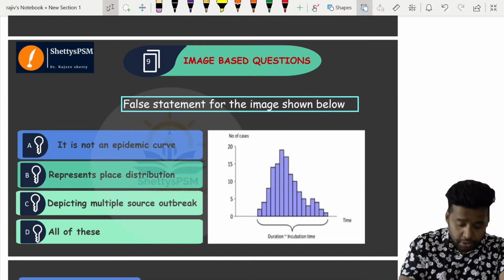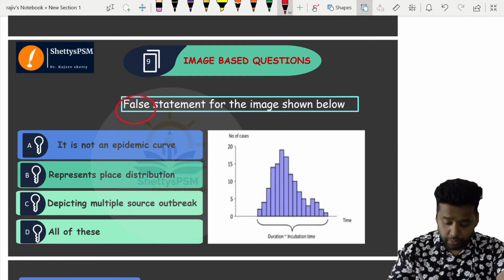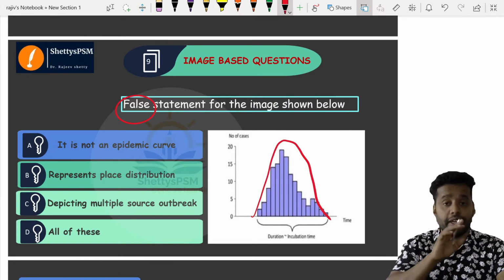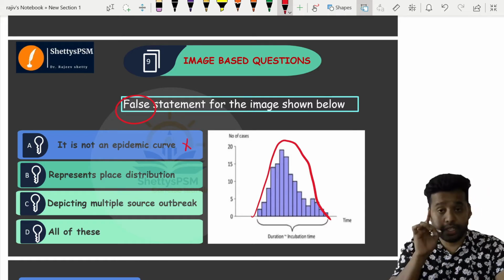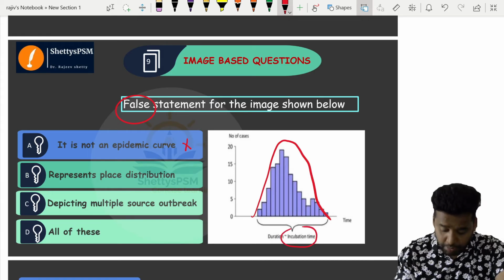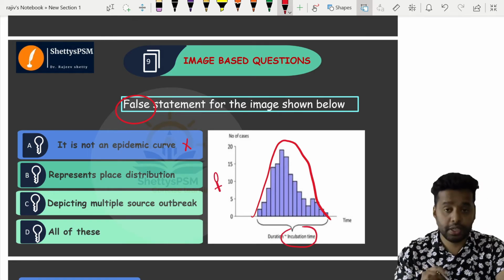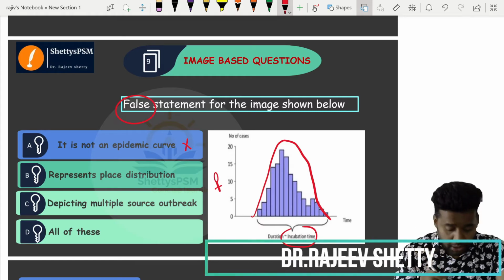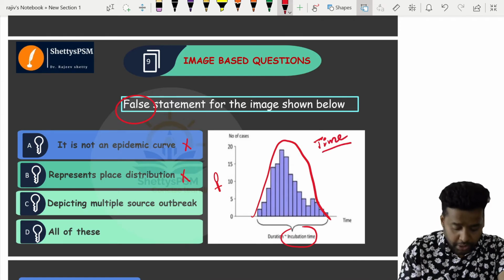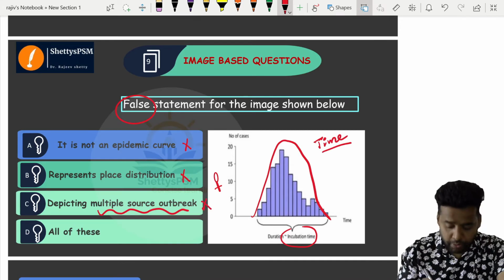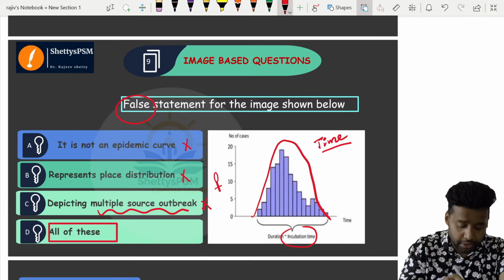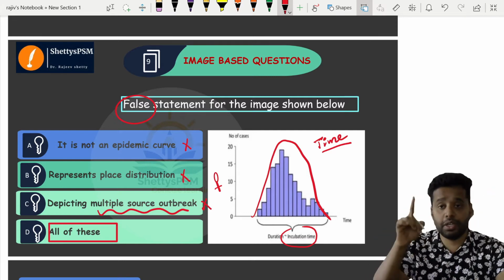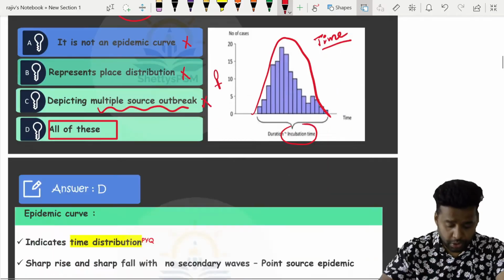False statement for the image shown below. See the word. This is one wave. All the cases happened within one incubation period. So it is not an epidemic curve? No, it is an epidemic curve. X-axis will be time. Y-axis you are showing number of cases. Time and number of cases, epidemic curve. Place distribution, no, it will indicate time distribution, not place. Depicting multiple source outbreak, no. One wave, one source, single source, point source epidemic. Answer is all of this. Everything is false. Very important question. It is an epidemic curve representing single source, point source epidemic.